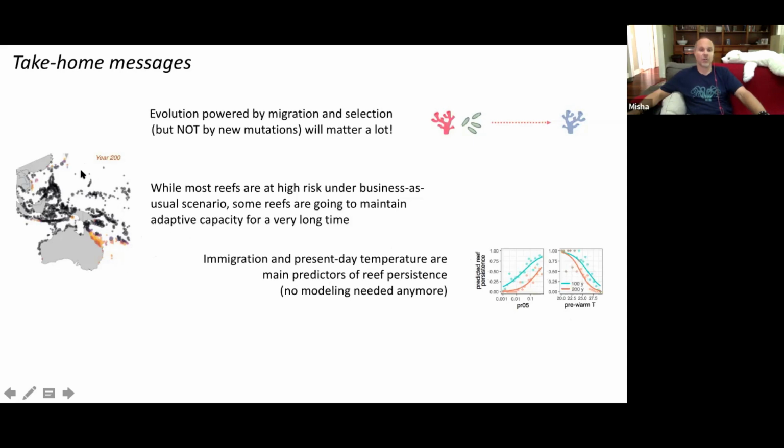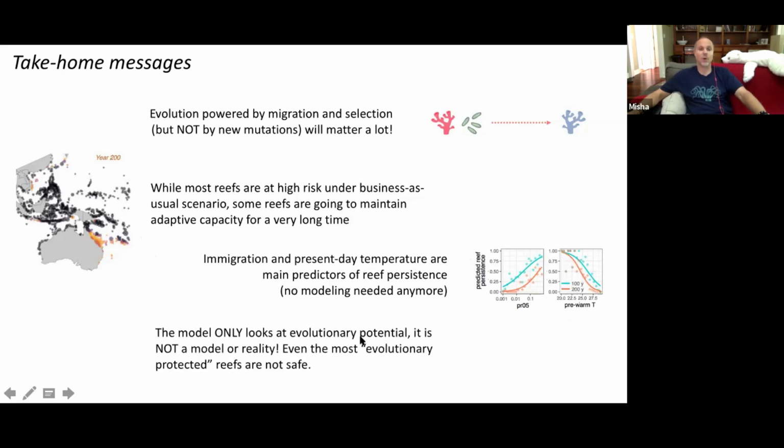But also it's important to note that the model only looks at evolutionary potential. It is not a model of reefs in reality. To be honest, anybody who says that they modeled reef persistence in reality is probably lying or trying to sell you something. Every model is wrong, it should be, right? But some models are useful. That's the statistical mantra, right? All models are wrong, but some are useful. So this is a useful one, but it's wrong, right?